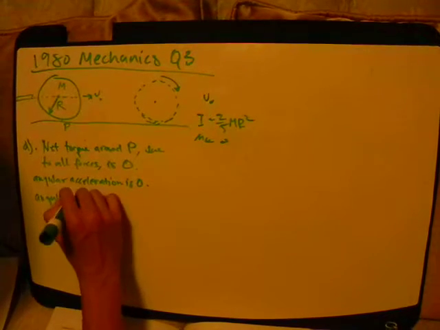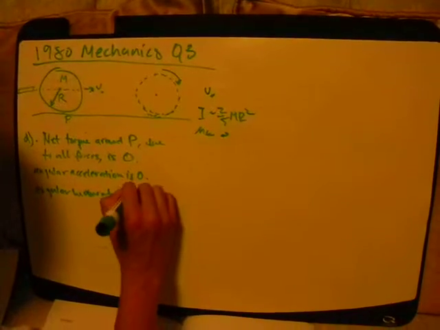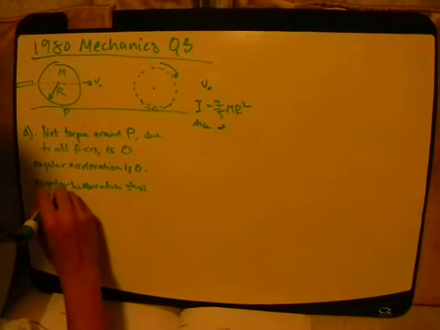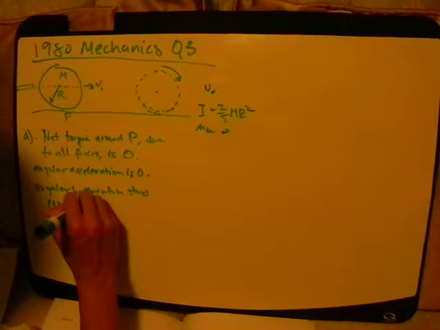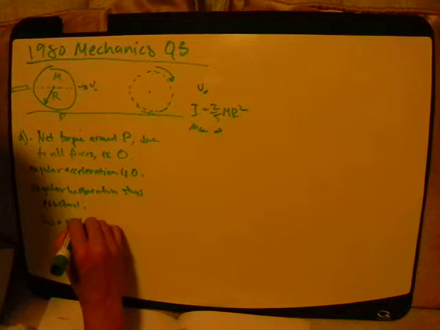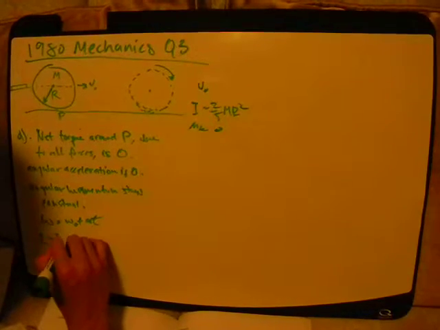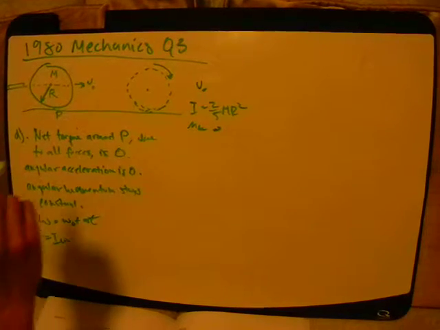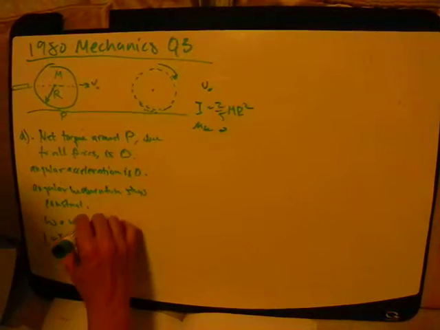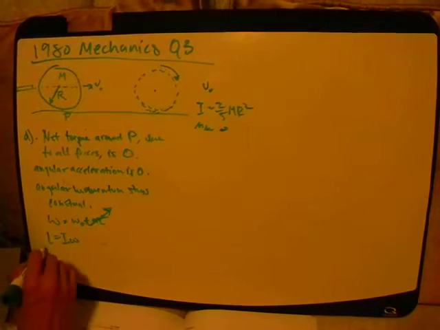So angular momentum stays constant. This can also be shown by the equation omega equals omega naught plus alpha t. You know that angular momentum is inertia times the omega, right? But since angular acceleration is 0, this term is gone. So omega stays as its initial omega, so L is conserved.